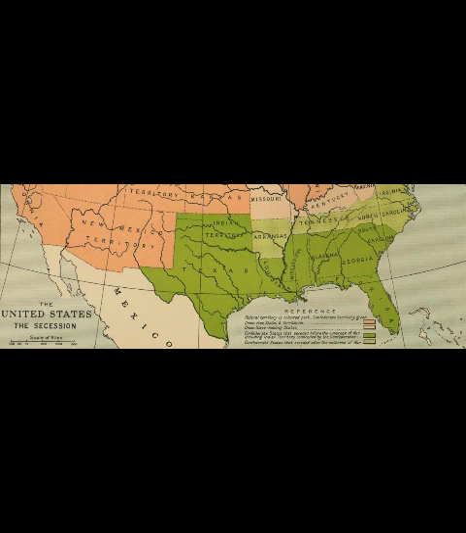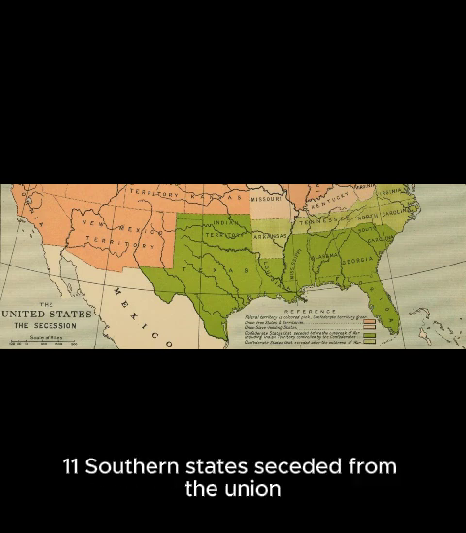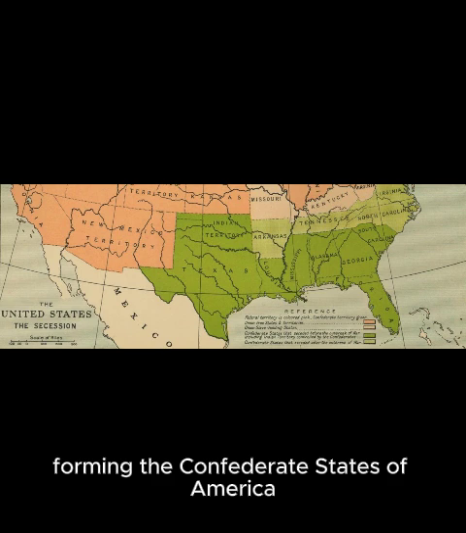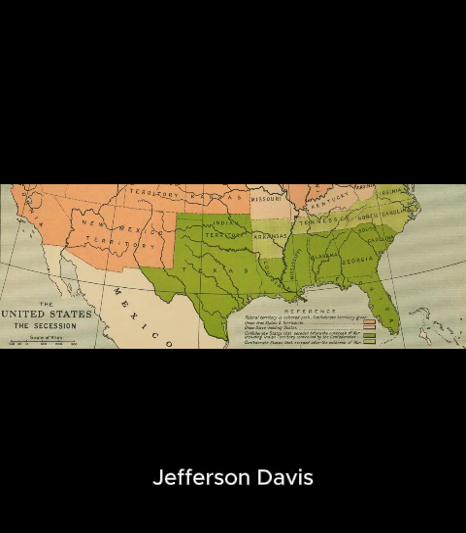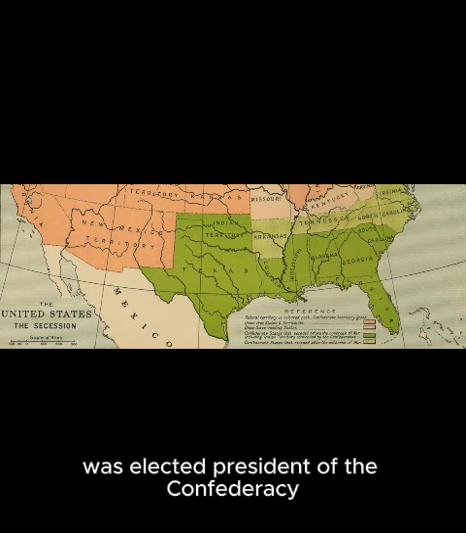Secession. Following Lincoln's election, 11 Southern states seceded from the Union, forming the Confederate States of America. Jefferson Davis was elected President of the Confederacy.